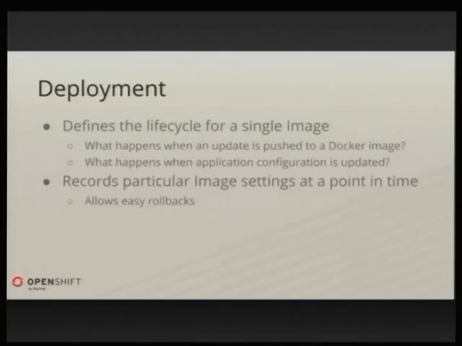As I said, deployment is there for managing the lifecycle of your application. So what happens when a new update is pushed to the Docker image? Well, we roll out a new deployment. What happens when the application configuration is updated? Well, then we just record it in time and roll out a new deployment. The deployment records the particular image settings at that point in time, so we can do rollbacks.